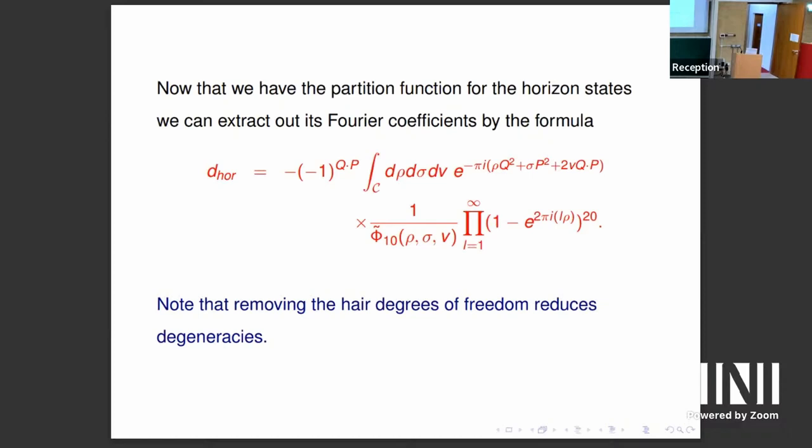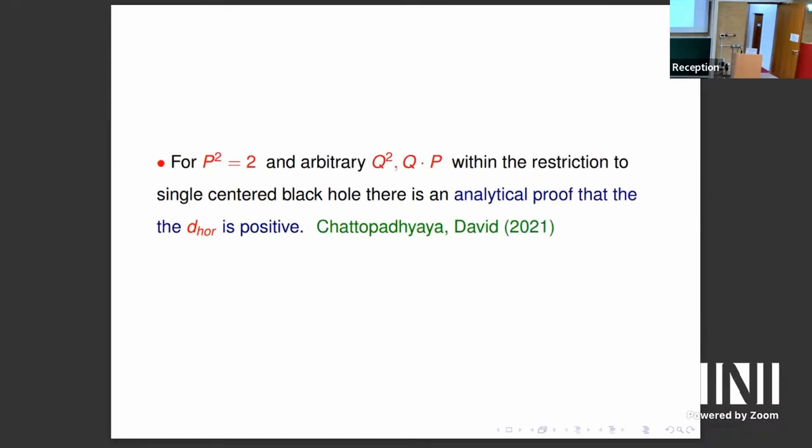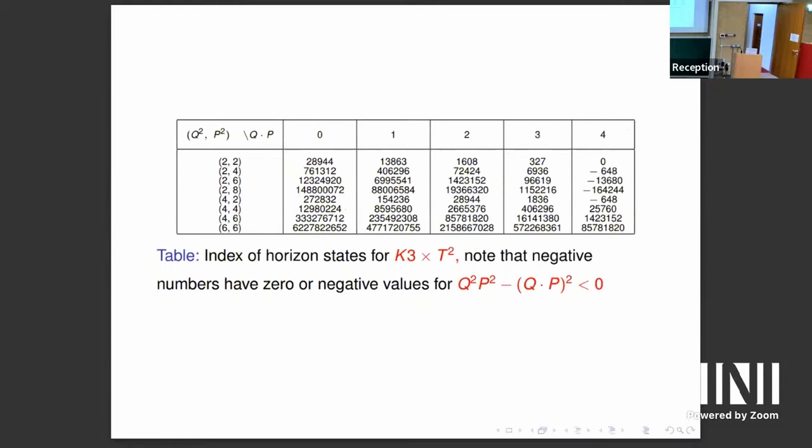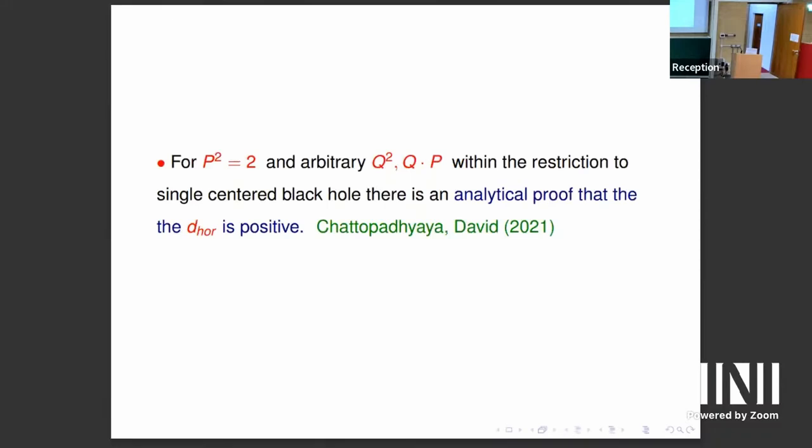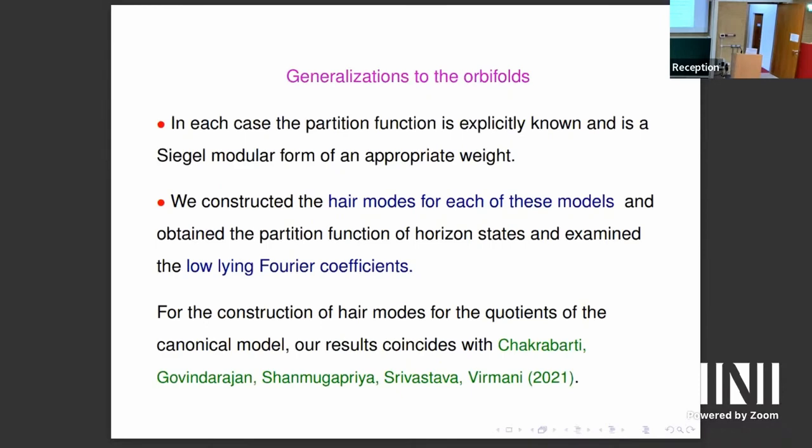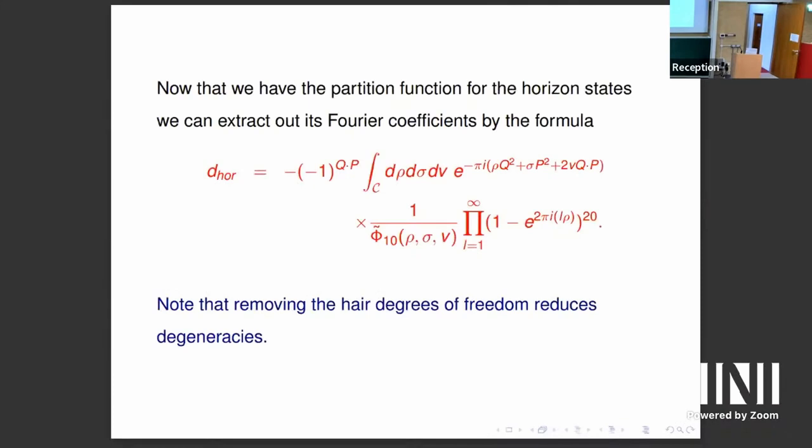Because to remove the hair, you're actually subtracting certain things. It's upstairs. Yeah, that's actually the kinematic constraints. This is not even area, it's q squared, p squared minus q dot p. So it's those other states, negative discriminant states. So what is it? This is what I said. And the proof is for only p squared equals 2.